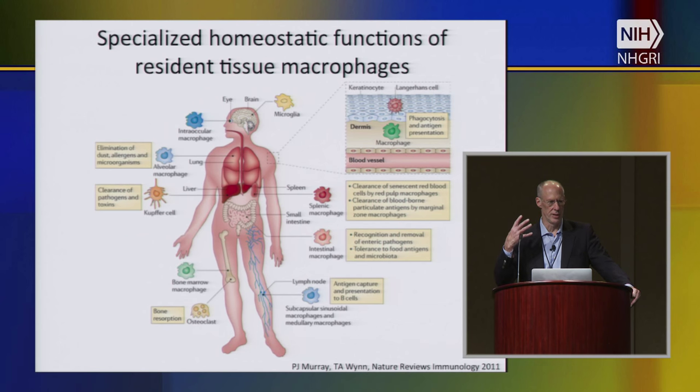So for example, in your brain, you have a type of macrophage called a microglia cell. That cell within the brain is playing important roles in secreting trophic factors that are important for neurons. The cell prunes synapses. This is important during development. And it is responsible for eating protein aggregates such as amyloid beta. And these types of tissue-specific homeostatic functions are found for virtually all of the macrophage populations that have been studied.